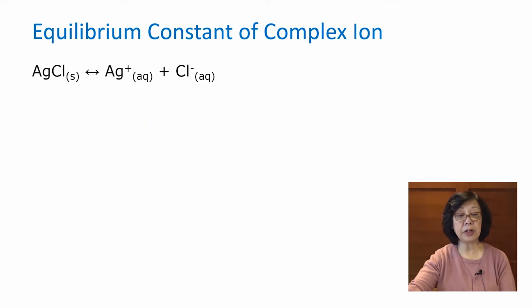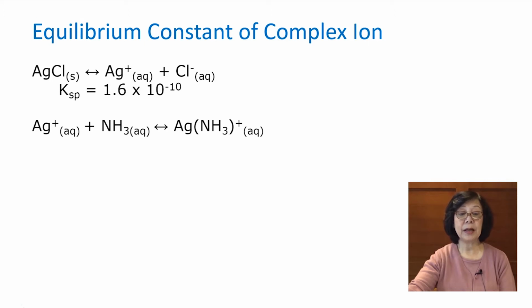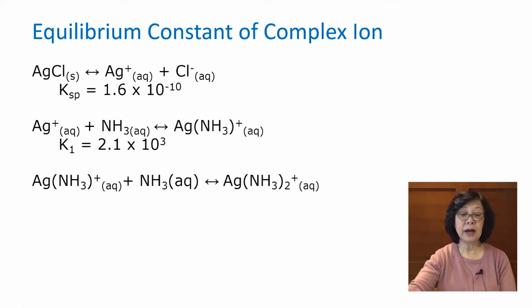Let's take a look at the equation itself. Ksp is 1.6 times 10 to the minus 10. Now, let's write the first equation. Silver ion adding 1 ammonia will make the first complex ion, with K1 being 2.1 times 10 to the power 3. As you can tell from the K value, that is already quite soluble compared to what it was before. Now then, this first complex ion reacting with another mole of ammonia to form the final complex ion, AgNH3 2+. And the K2 again is 8.2 times 10 to the power 3, a very large value compared to the original Ksp.